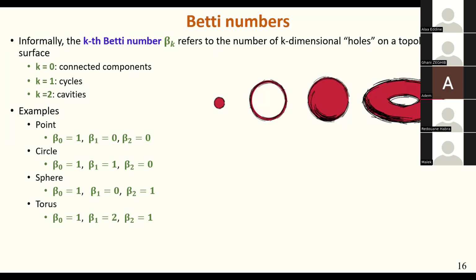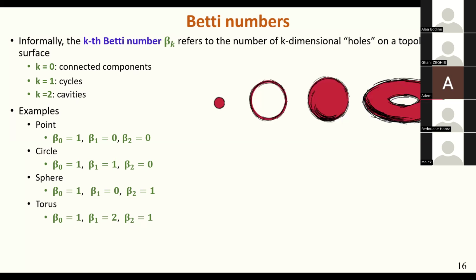For example, beta 0 would be the number of connected components in a space, beta 1 would be the number of cycles, and beta 2 would be the number of cavities. A point is one connected component. It does not contain any hole, cavity, or cycle. The circle is one connected component. If you want to reduce a circle, you cannot reduce it to a point, so it contains a hole of dimension 1. It contains a cycle, but it does not contain a cavity.